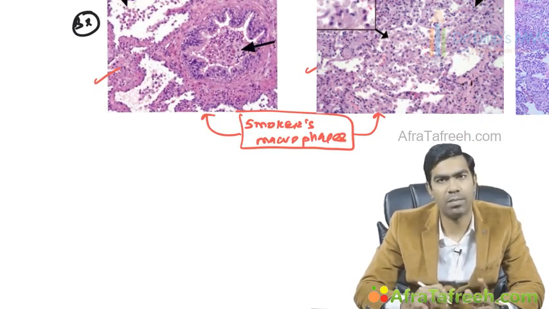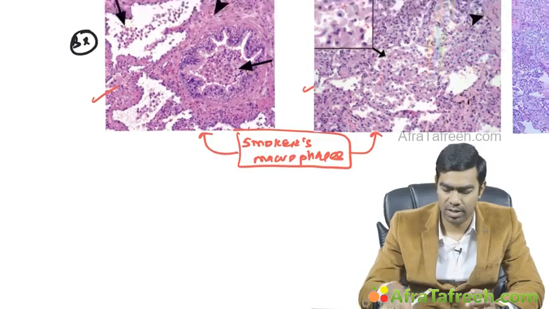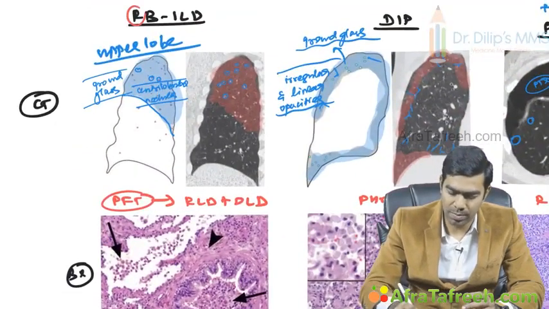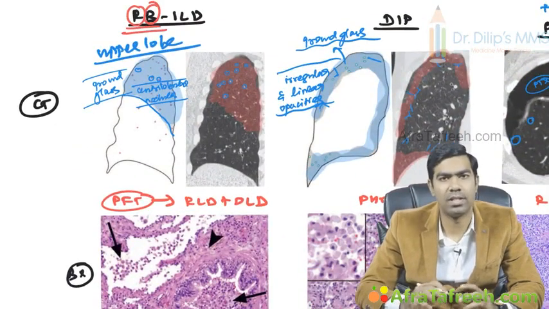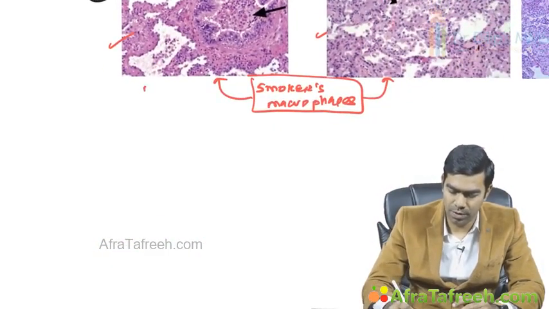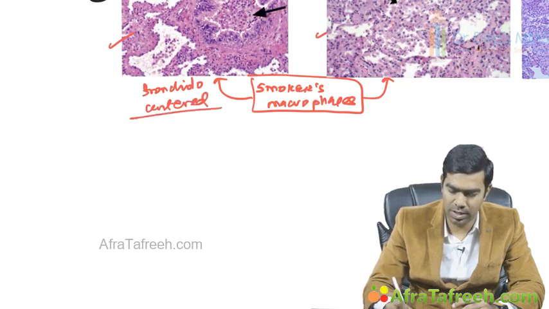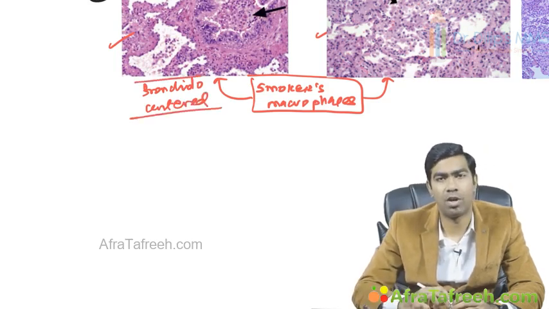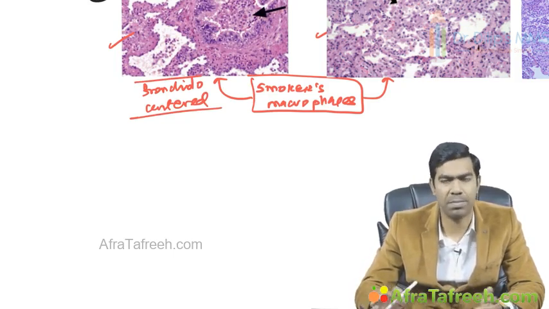If you take respiratory bronchiolitis ILD, as the name says, it's respiratory bronchiolitis, which means the inflammation and the macrophage accumulation is going to be typically centered around the respiratory bronchiole, which means it's bronchiole centered. Bronchiole centered inflammation and bronchiole centered accumulation of these smokers macrophages. And it might be present in the alveoli also.